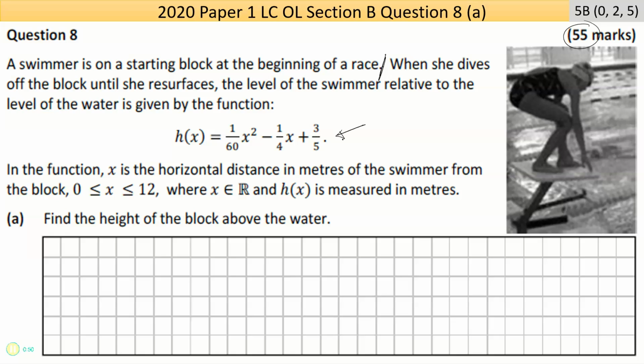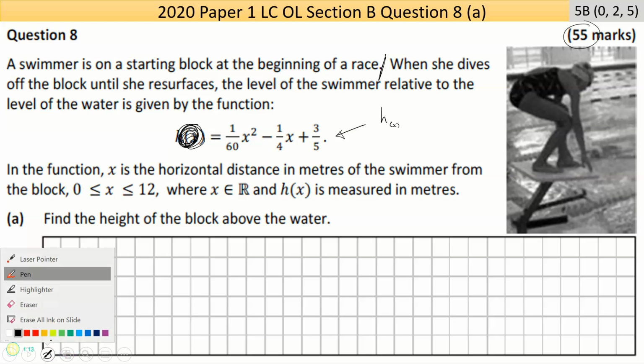So the scenario doesn't matter. This is everything. Now I prefer to write the function notation with the input written much smaller, so you don't fall into the mistake of thinking this is h times x. H of x is her height relative to the water. Okay, so that's all it means.